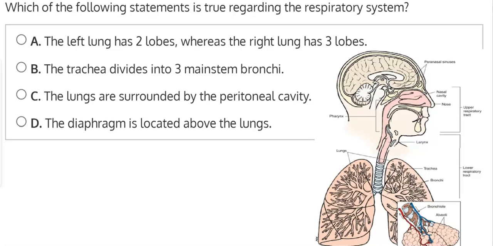Which of the following statements is true regarding the respiratory system? Option A says the left lung has 2 lobes, whereas the right lung has 3 lobes. So it might be a little difficult to see on this diagram, but we'll trace it out.